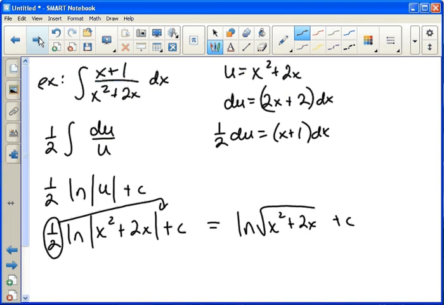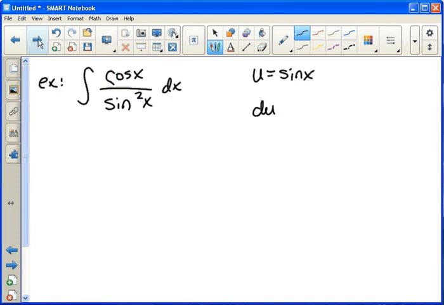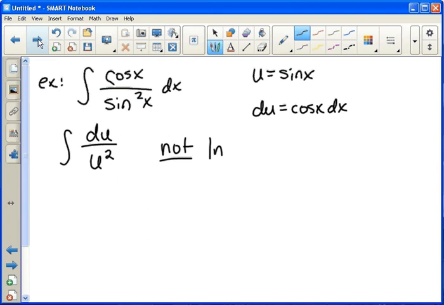Okay, one thing I want to warn you about. Let's say we have the integral of cosine x over sine squared x. If we choose u equal to sine x and du equals cosine x dx, because that's the derivative of sine, we have a perfect match, but look carefully. We end up with du over u squared. This is not the natural log rule. The natural log rule is only du over u. It can have coefficients, that's not a problem, but if there's any square root or power or anything on that u, it's not the natural log rule.